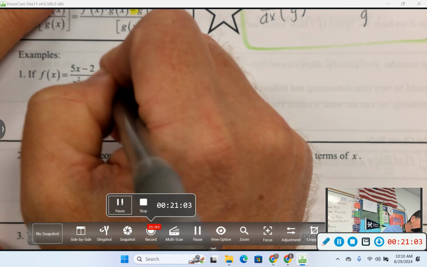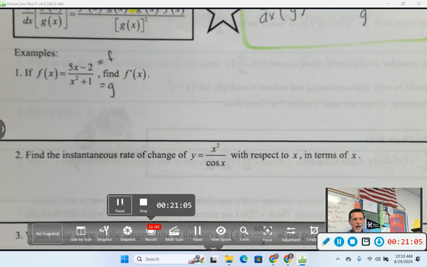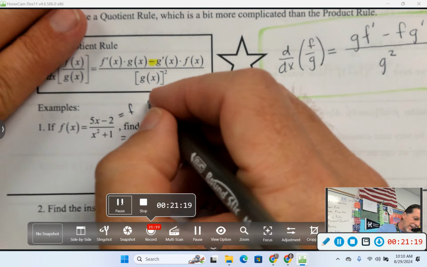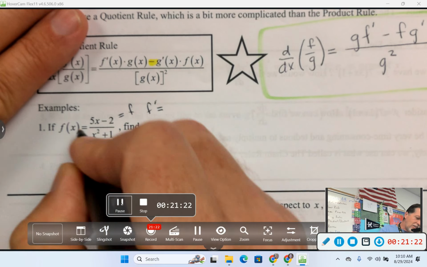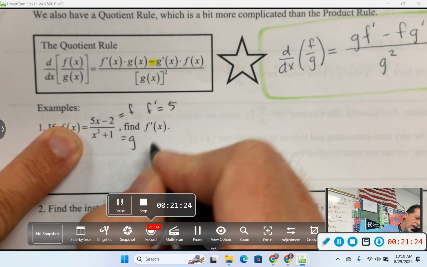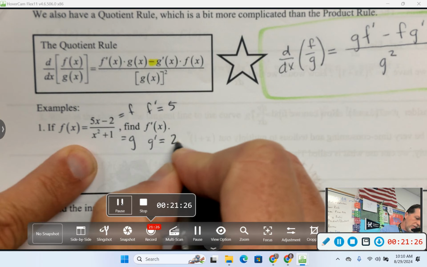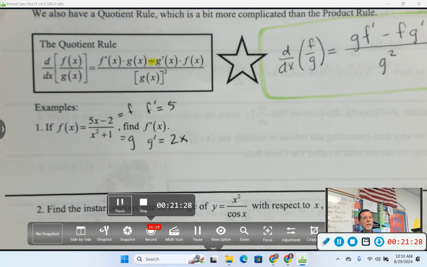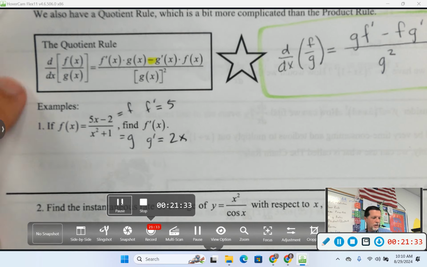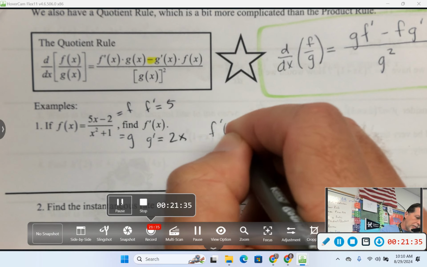For quotient rule, I will frequently label the top F and the bottom G, and find the derivative of the top, and find the derivative of the bottom, and then put the pieces together. The product rule is easy enough to do all at once, but the quotient rule has a lot going on. Let's slow this down. So F prime is 5, G prime is 2x. Now I've got all the pieces. Then I can look at the quotient rule and put them together.